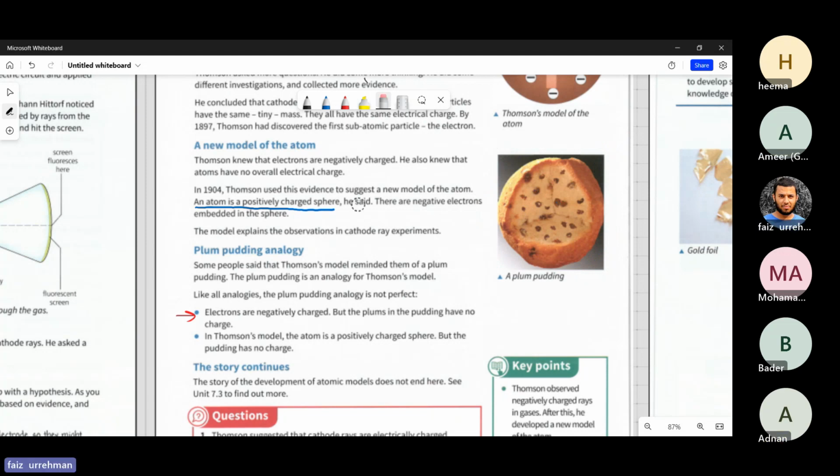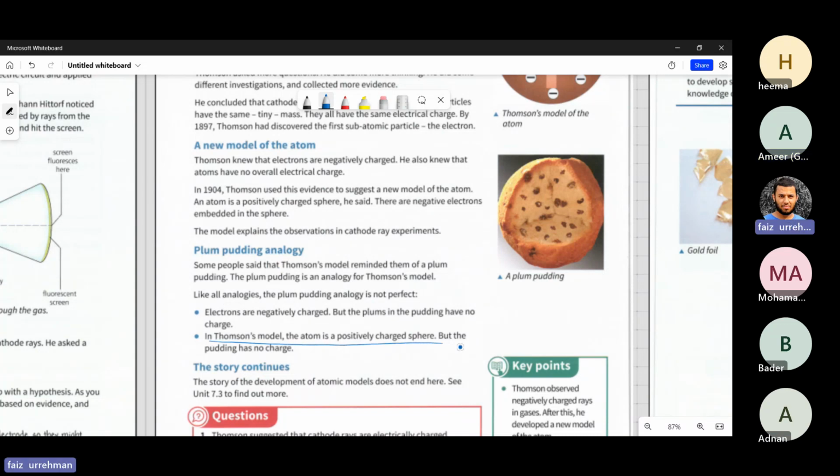Then what? The story continues, huh? For more information, stay connected to our channel for the next video. Yes, mister. They are saying that because in 7.3 we will learn more about this.